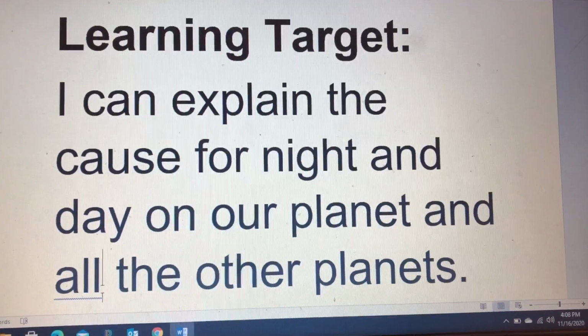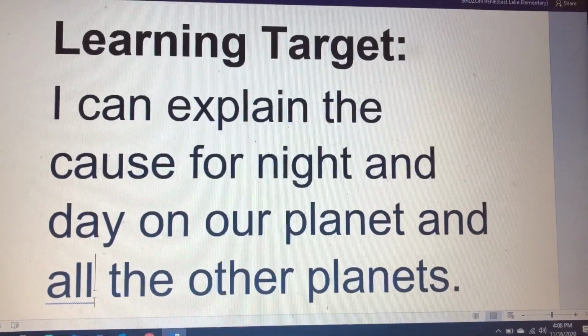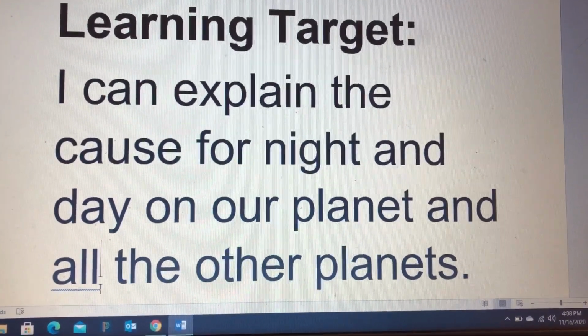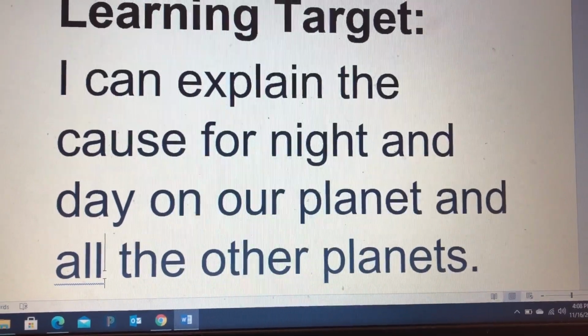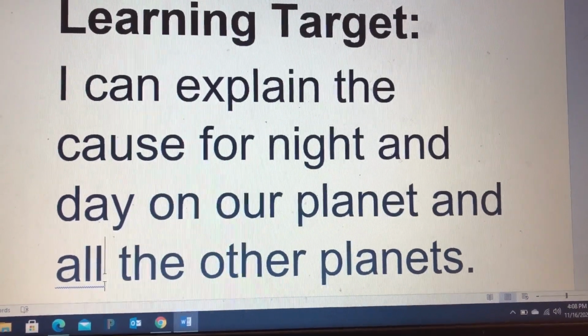Today we are going to talk about patterns on our planet. But we're going to specifically concentrate on one pattern that happens over and over and over again. You want to know what it is? Of course you do. Let's look at the learning target to find out. Learning target: I can explain the cause for night and day on our planet, and actually all the other planets as well. So the pattern is day and night.